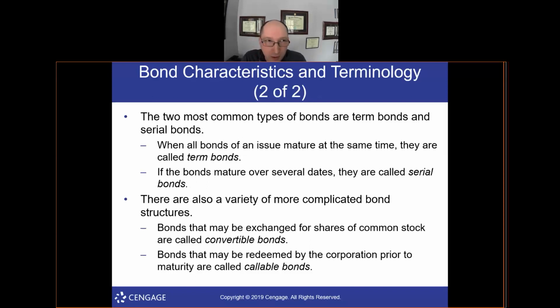So if I issued a bond for $10,000 and the bondholder came to me and said, you know what, instead of this bond for $10,000, I want $10,000 worth of common stock in your company, that would be called a convertible bond. It's called a convertible bond because we're converting it from a bond to shares of common stock.